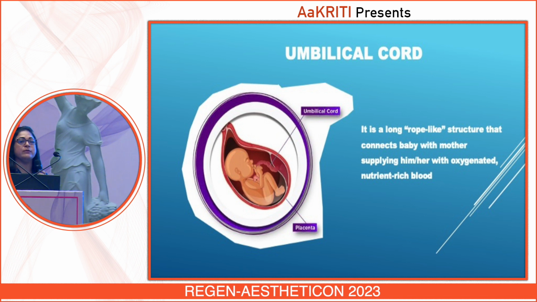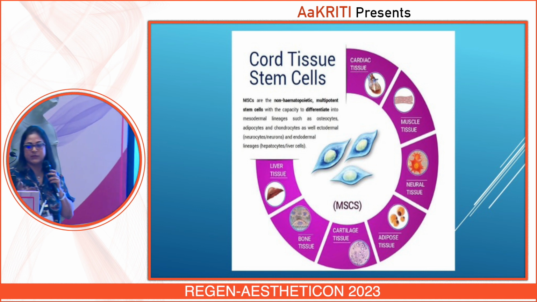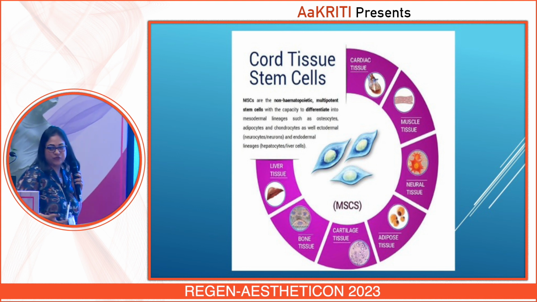Because it's derived from the umbilical cord. And you know about this umbilical cord. It's a connective lifeline between baby and mother. And it has a property of differentiating into other stem cells because of plasticity, as you know about the property of the stem cells. So in different cells like neural, adipose, cartilage, bone.